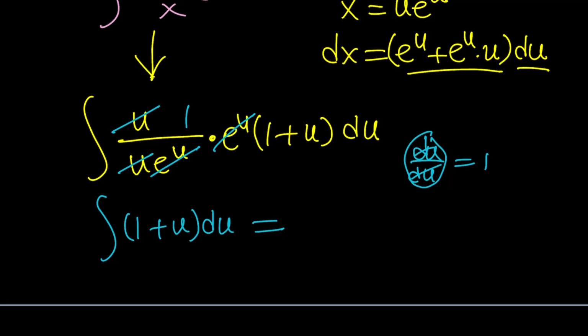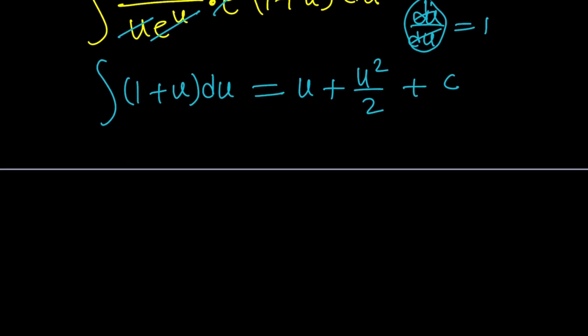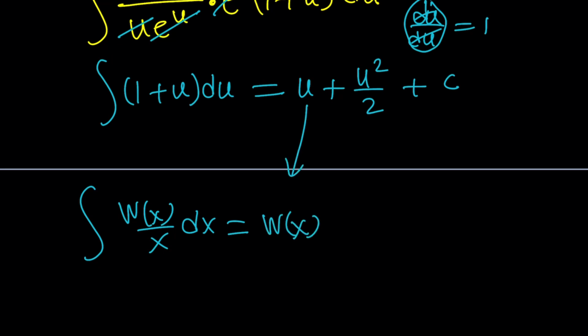Anyways, the integral of 1 is u, and then to integrate u, you need to use the power rule, which says you add 1 to the power and divide by the new power. Easy, right? U squared divided by 2. And of course, there's always that famous or infamous constant c at the end. Great. So we integrated, but what is u? Well, we know that u is equal to w of x. Let's go ahead and back substitute. So the integral of w of x over x dx becomes w of x, which is u from here, plus w of x squared divided by 2, plus a constant.